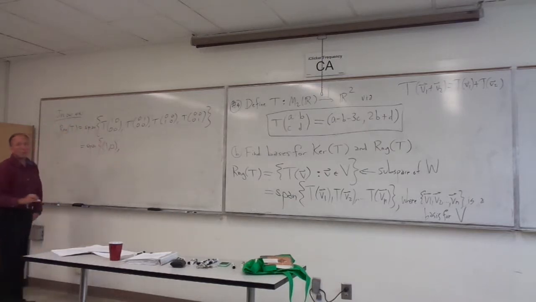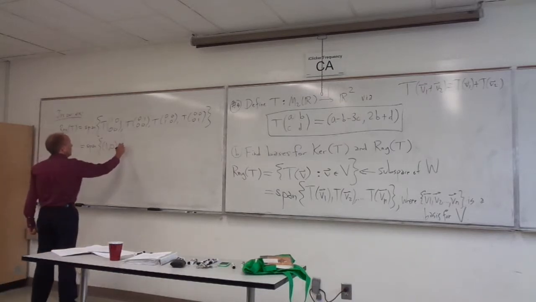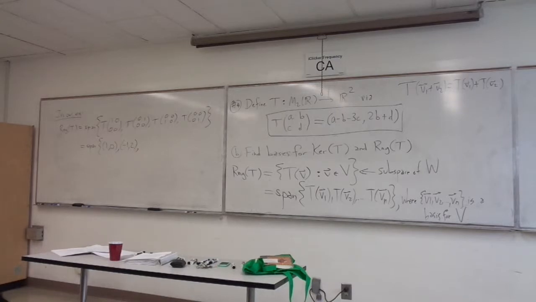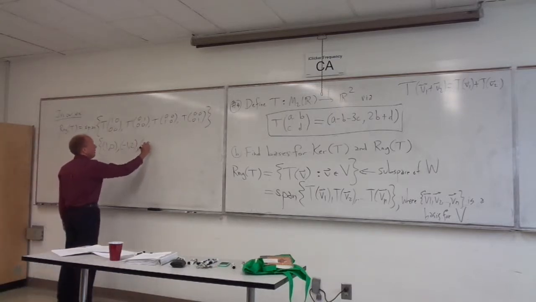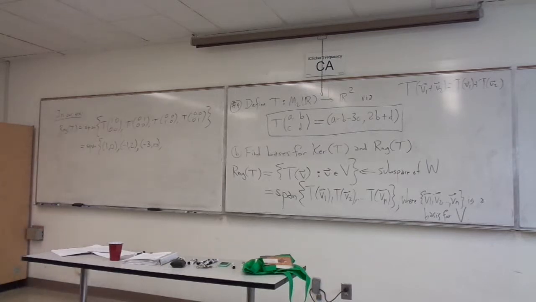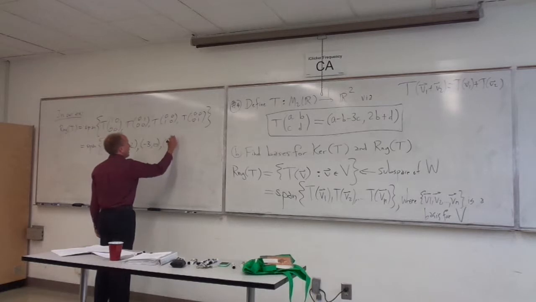How about T of 0, 1, 0, 0? Negative 1 and 2. What about 0, 0, 1, 0? Negative 3 and 0. And what about T of 0, 0, 0, 1? 0 and 1. Okay, great.